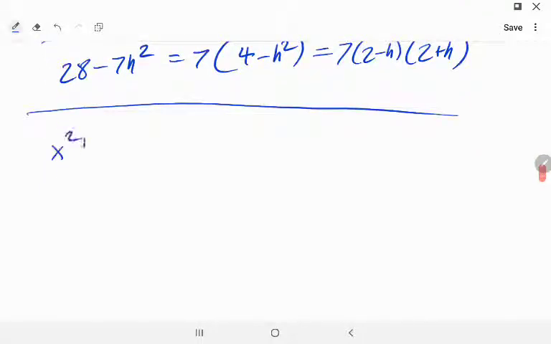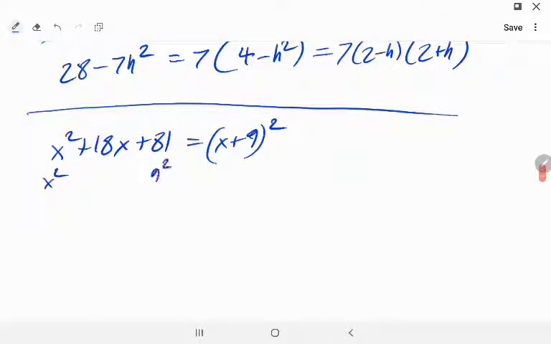If we had x squared plus 18x plus 81, we know that's going to be x plus 9 quantity squared, because we have x squared, 9 squared, and 2 times x times 9 is 18x. So our perfect square trinomial factorization winds up working.